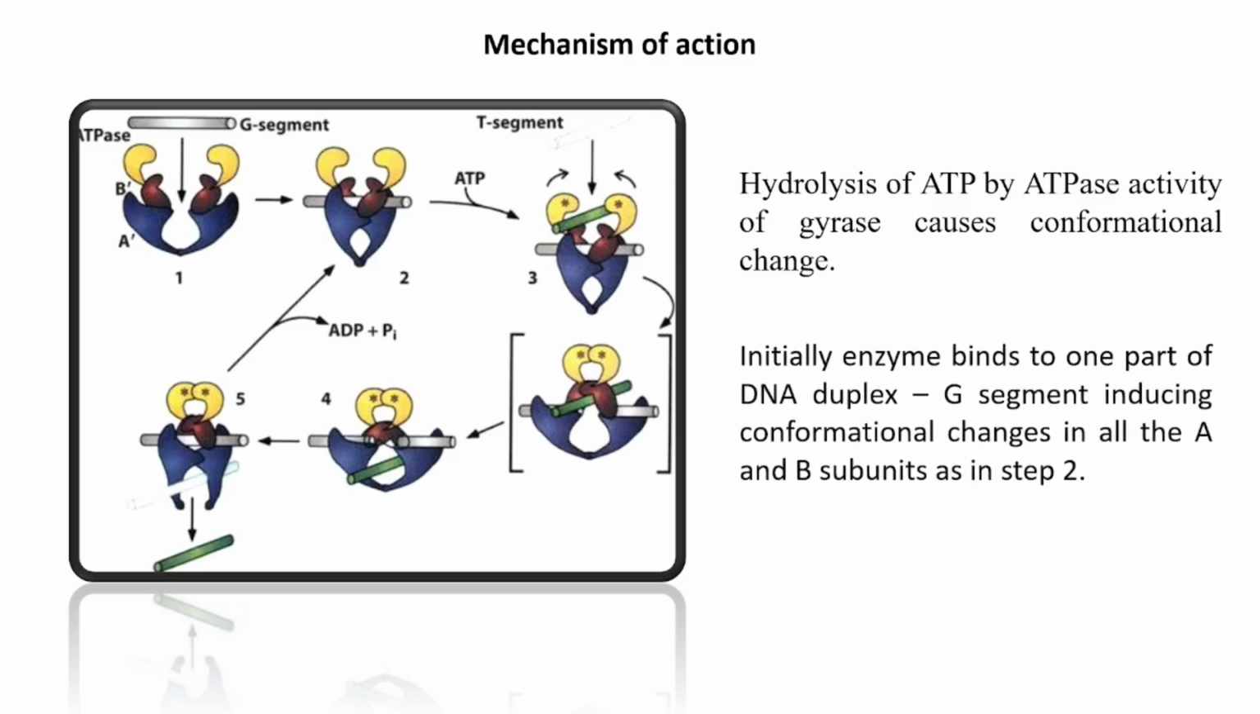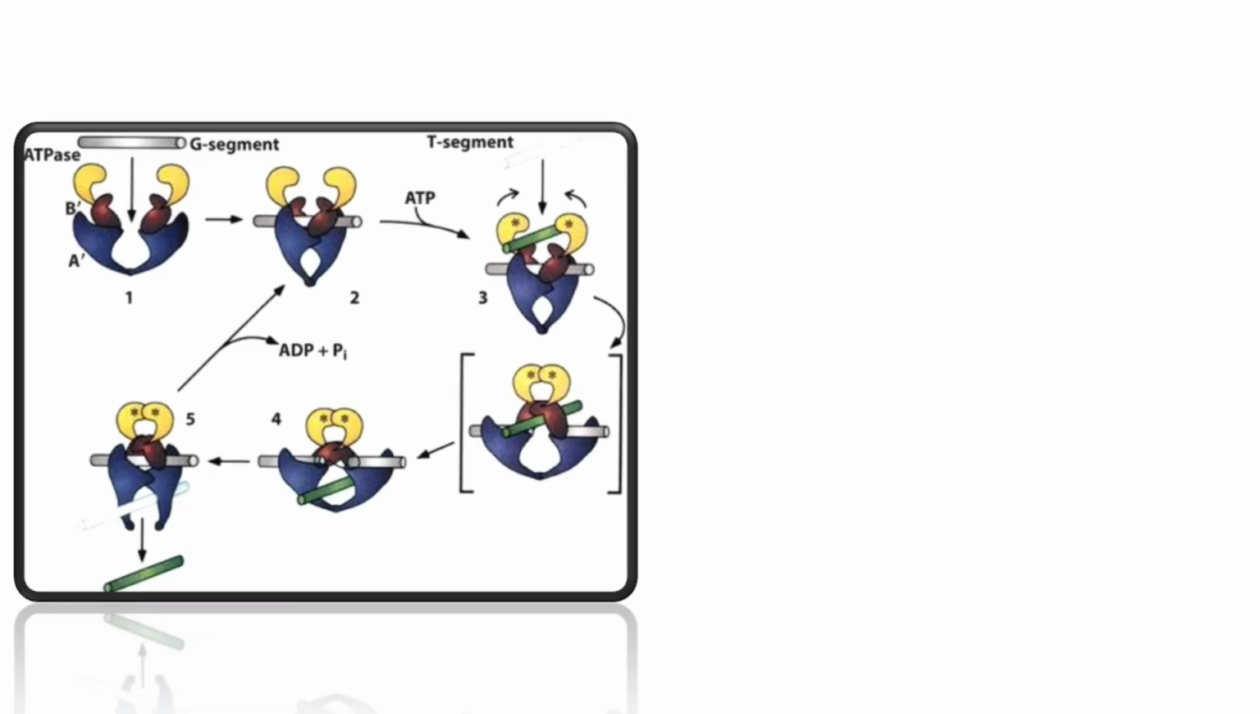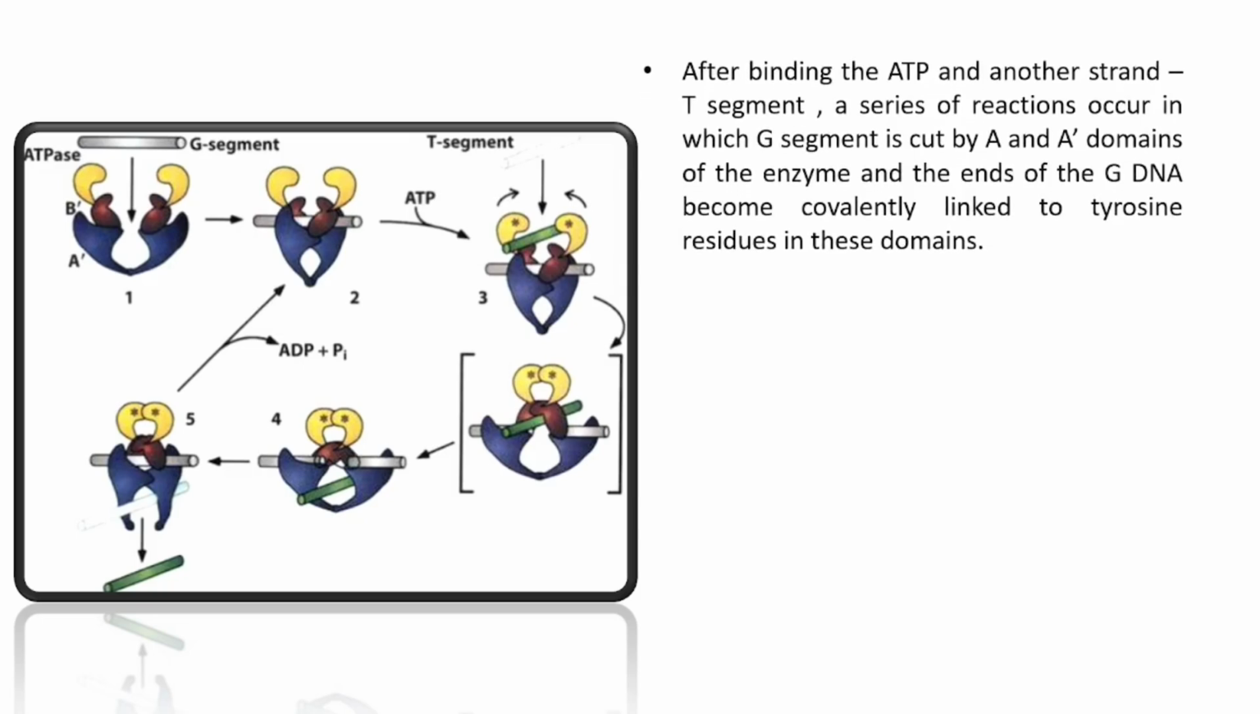Initially, the enzyme binds to one part of the DNA, the G segment of DNA, inducing conformational changes in all the A and B subunits, as can be seen in step 2. After binding the ATP and another strand, the T segment, a series of reactions occurs in which the G segment is cut by A and A prime domains of the enzyme and the ends of the G DNA become covalently linked to the tyrosine residues in these domains.